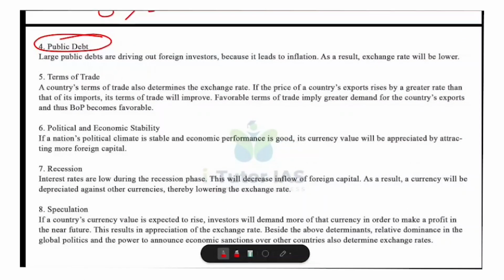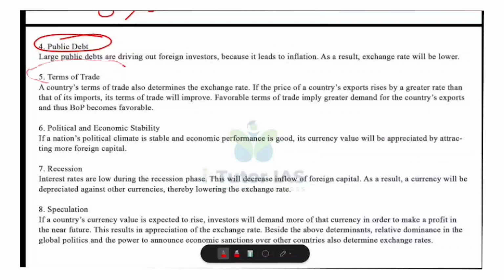Here the key idea is that high public debt can scare off foreign investors because it may lead to inflation or default risk, and more debt means less investment and the currency depreciates. For example, a country borrowing heavily internationally may see its currency fall against the US dollar.